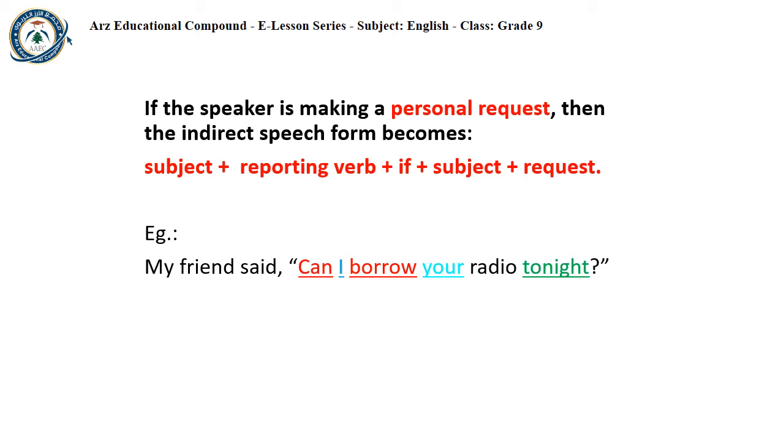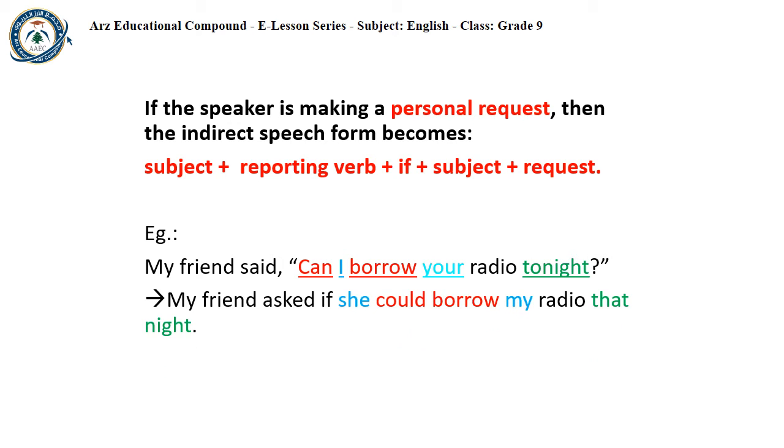Here we have a request, so when we convert this sentence into the indirect speech, we have to follow the pattern given above. I start with the subject, my friend, then I add the reporting verb, said, that changes to asked because I have a request, so my friend asked, then I put if, plus the subject, I changes to he or she because it refers to my friend, can changes to could, borrow, your, the pronoun your changes to my radio, and tonight changes to that night. She asked if she could borrow my radio that night.